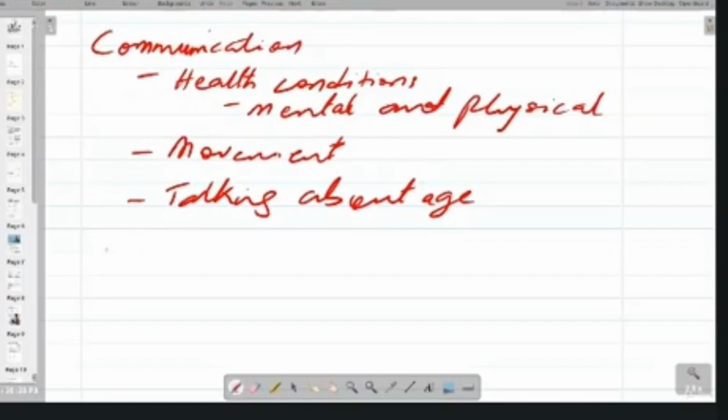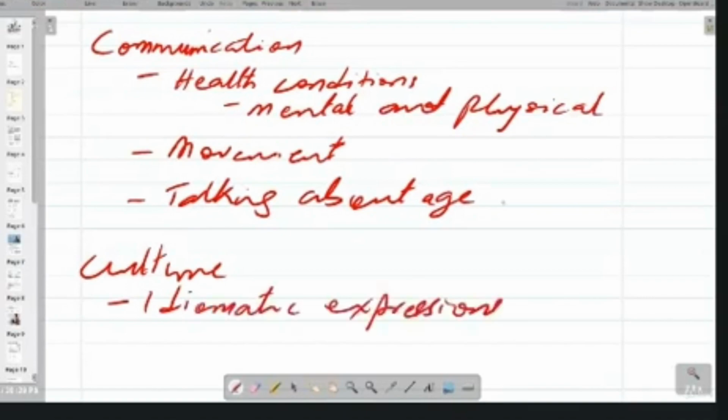And then in culture, we're just going to see a number of idiomatic expressions. From a culture perspective, we're going to see a number of idiomatic expressions that are based on the verb avoir and probably the verb aller. So in summary, these are the learning objectives that we want to target to achieve in Unit 3.